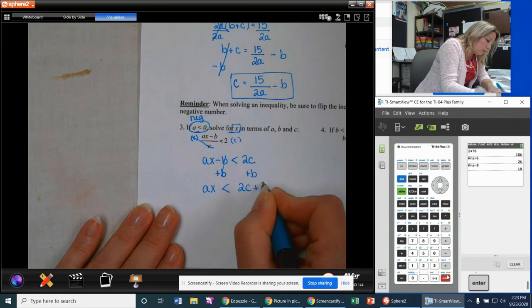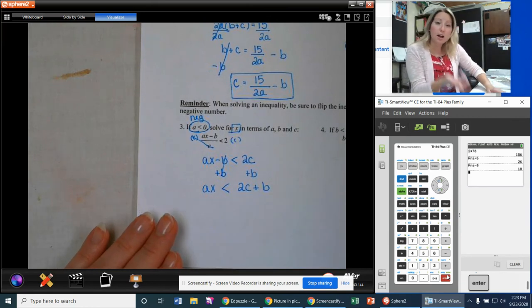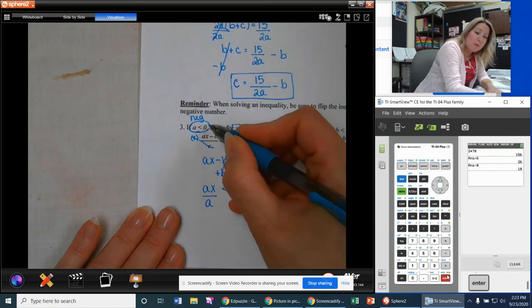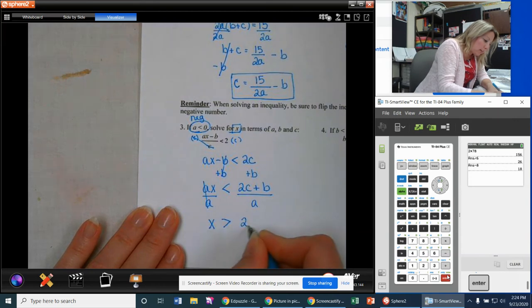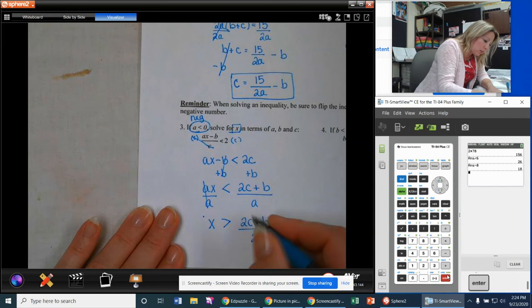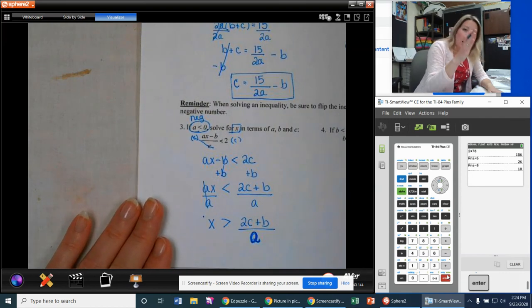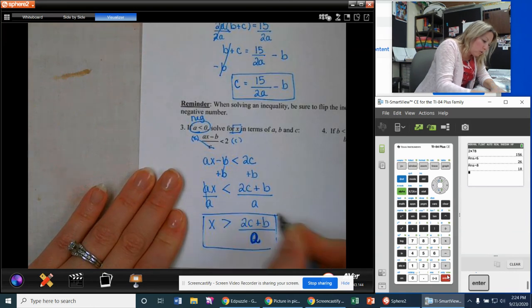So I literally rewrite. Now, in order to get x alone, because I'm solving for x, I know I've got to divide both sides by a. And what did I know at the beginning of the problem? A is negative. So now is where I have to think about that sign. Because I divided both sides by, oops, that's an A, my bad. There you go. I divided both sides by A. And I know that A is negative. So I know I have to flip my inequality sign over.